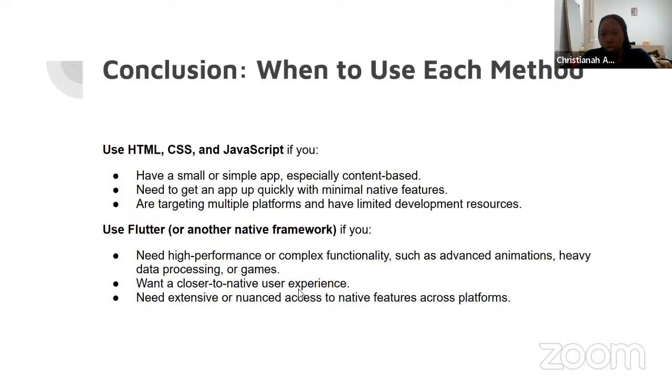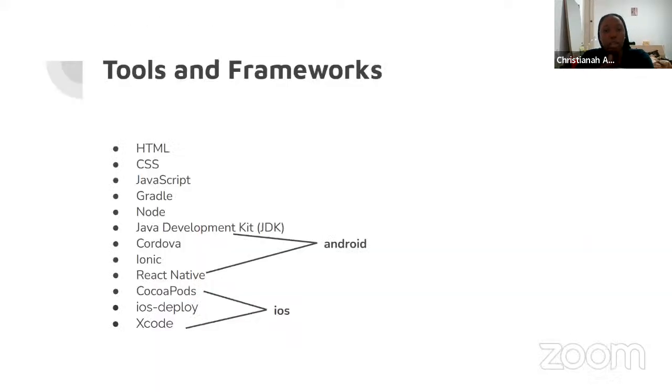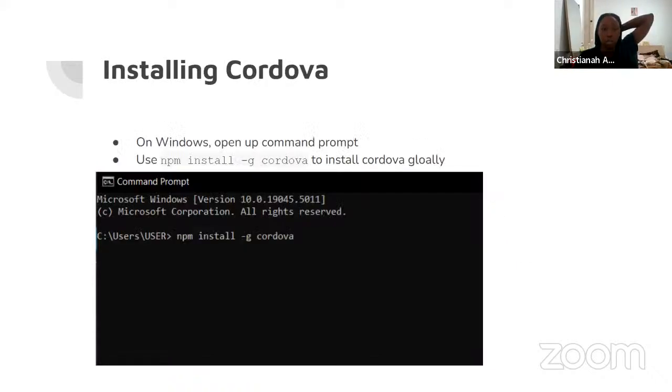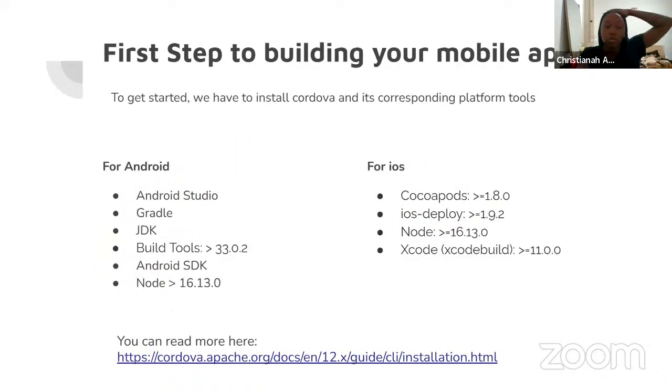So I think I do have time. I just want to show us how to create a mobile app. First things first, like I said here, you have to have Node installed. I'm going to be creating an Android app. I already have Node installed on my laptop, I have Java installed, I have Cordova. So we're just going to create a simple mobile app and see how it works. The first step is you have to install Android Studio, Gradle, JDK, and let's just see how it goes.